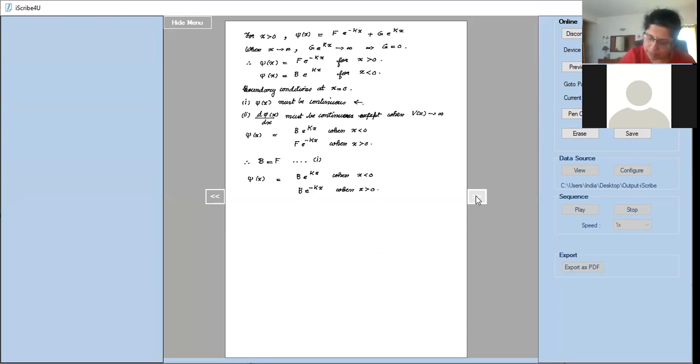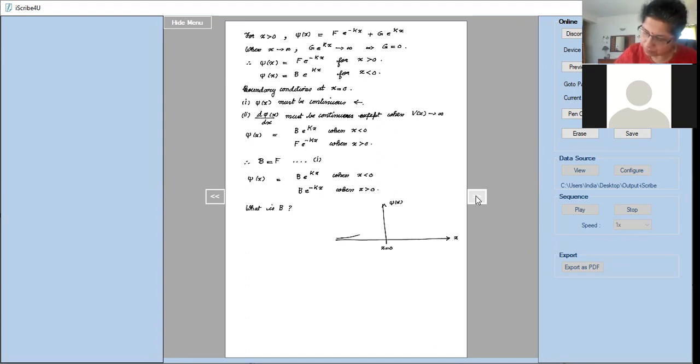Now the question is, what is B? This is what we need to find out. Before we do that, let me just plot the function. The function looks something like this. This is a little important to keep in mind. This is of course your x equal to 0, this is your x-axis, and this is your ψ(x).